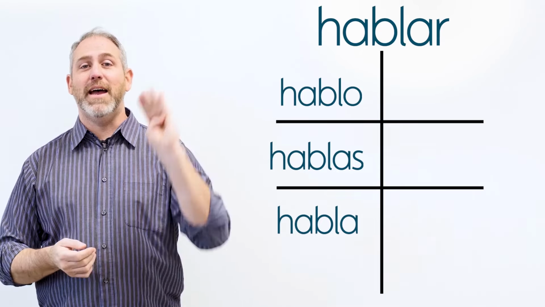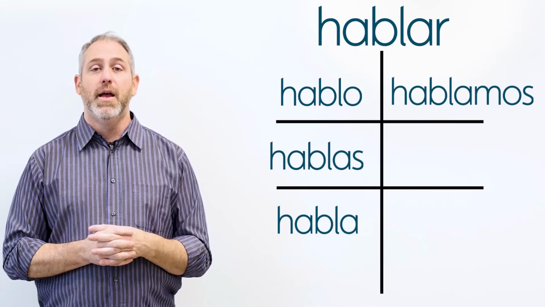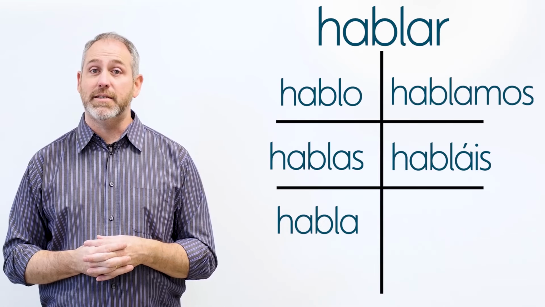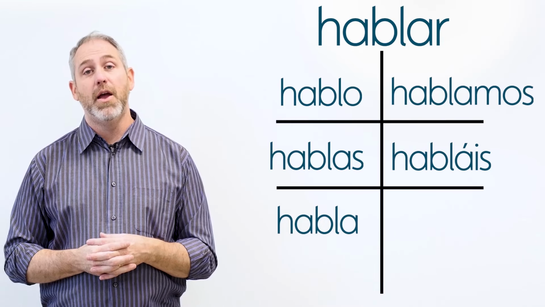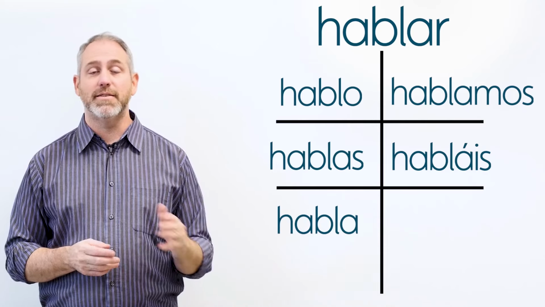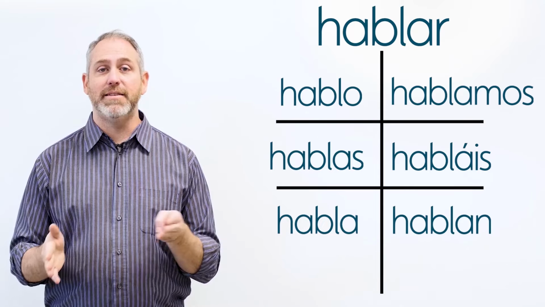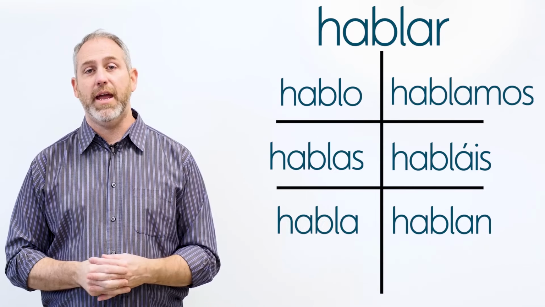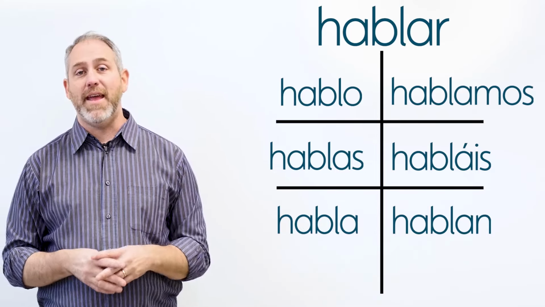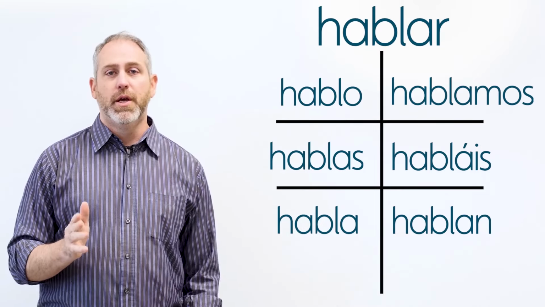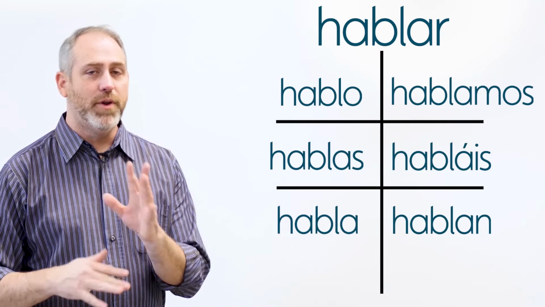Okay? So go to the right side. Nosotros, we speak. Nosotros hablamos. That's the ending we wrote up on the top right. Now the Spain version. Vosotros habláis. Habláis. And then ellos, ellas, and ustedes in the bottom right. Ellos hablan. AN is that ending we use for all three of those, okay? Ellas hablan. And you, plural. Ustedes hablan.